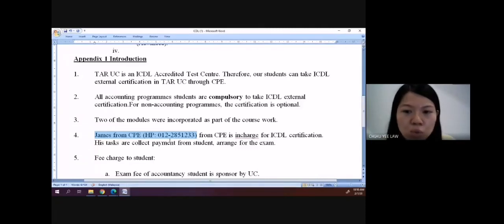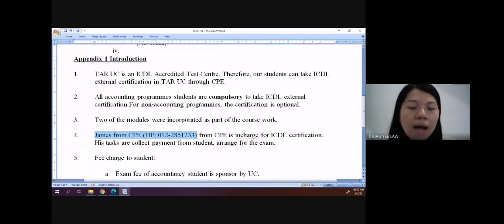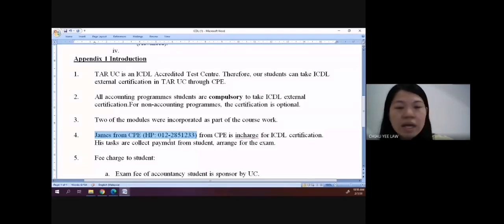Because now what you have to know is you and course rep have to contact Mr. James on the process of how they are going to collect the money, because they are going to collect the money from you all and arrange the date. So the date, you all can choose somewhere in August or September. Okay, you all can choose the date.